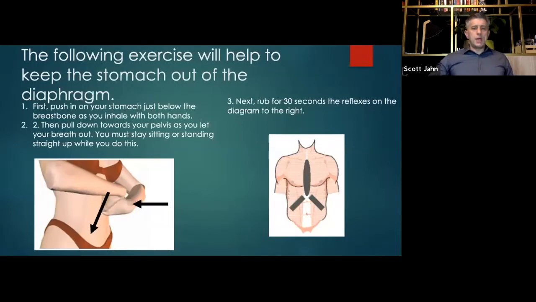And then after you do that, you're going to rub this reflex. This is an applied kinesiology reflex that was discovered by George Goodheart a long time ago for the diaphragm. It's on the sternum and down on the angles of the ribs. Just rub those for about 30 seconds. If you notice any place on those reflexes that is a little sore, spend a little bit of extra time on that part. Just rub in circles.